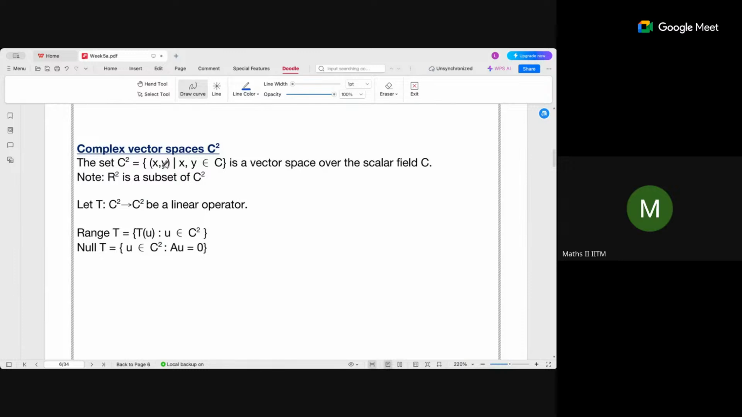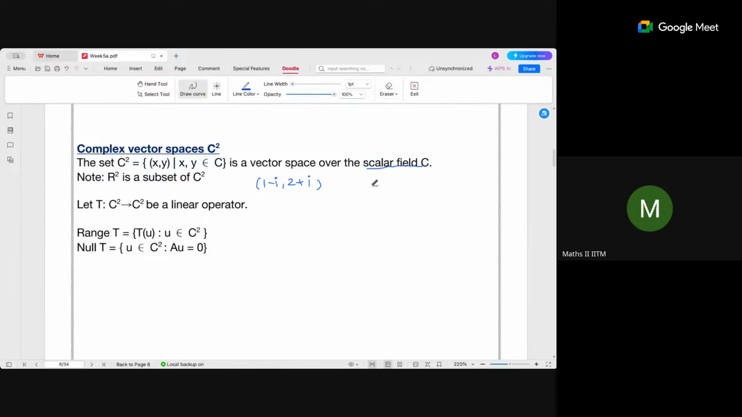All right, and so the next important part here is that we are looking at vector spaces with complex entries. So the set of all x comma y where these entries x and y both are complex numbers. So for example, a vector here can look like this: 1 minus i comma 2 plus i. Okay, so this is a vector you can see in C2. So R2 is obviously a subset of C2. Okay, and all the definitions, every property we have seen about linear operators from R2 to R2 applies for the linear operator from C2 to C2 as well. Okay, fine. And note that here the scalar field is C.